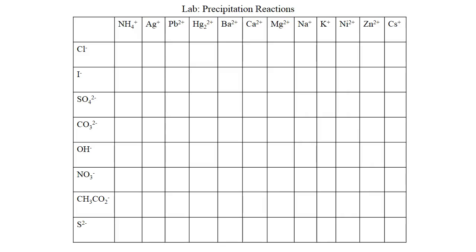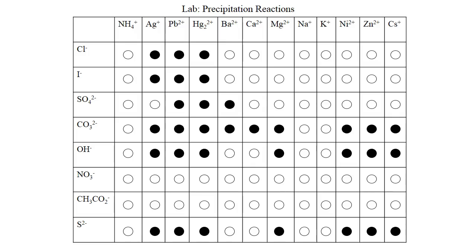Now, when you do the lab, you're supposed to identify which of these salts precipitate in the presence of other salts. That's going to help us identify what we call solubility rules, which will help us determine the products of precipitation reactions, if any. So when you do this lab, what you should have seen is this, where the filled in dark spheres represent a precipitate and the clear, colorless white spheres represent no precipitate.